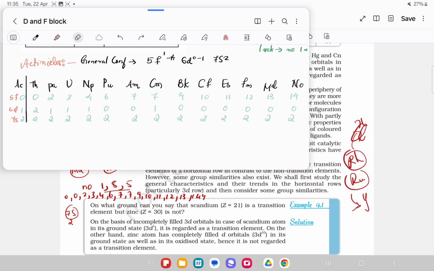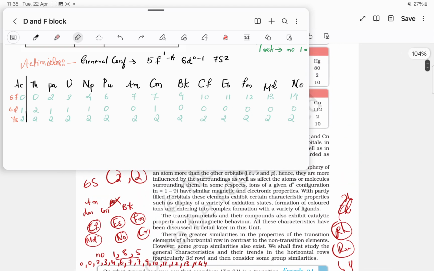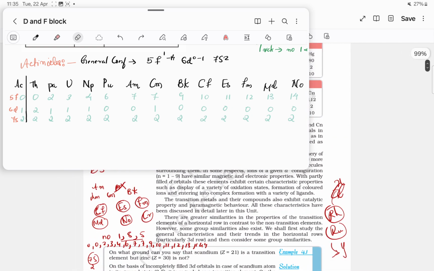So this much we will learn in today's class, and we will continue in the next class. We will read the NCERT line by line, so we are not missing any of the NCERT points.